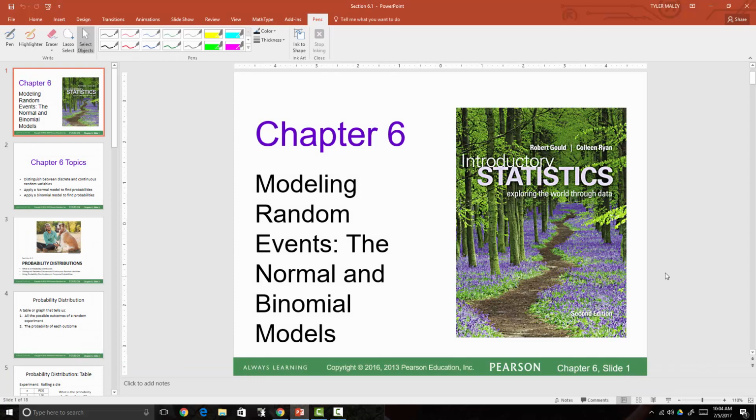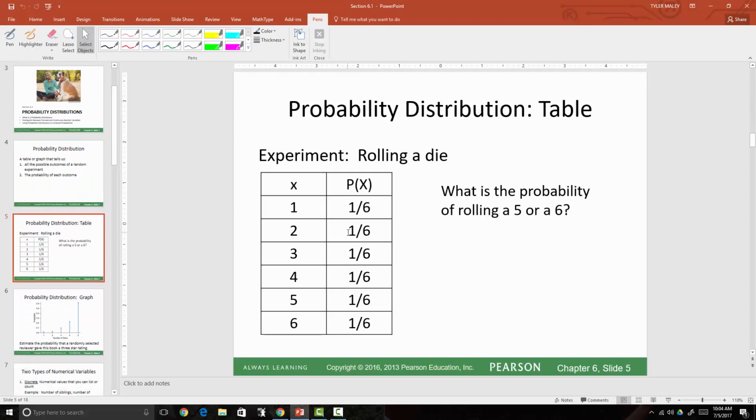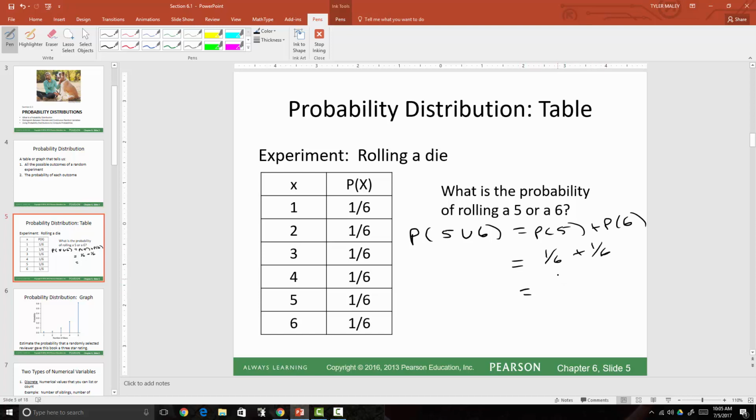If you want me to draw that out for you, the probability of getting a 5 or a 6 is the probability of getting a 5 plus the probability of getting a 6. So this would be 1/6 plus 1/6 equals 2/6, which is 1/3. These are mutually exclusive, so we don't have to worry about subtracting their intersection, because the intersection would be 0. You can't get a 5 and a 6 simultaneously if you're rolling a die one time.